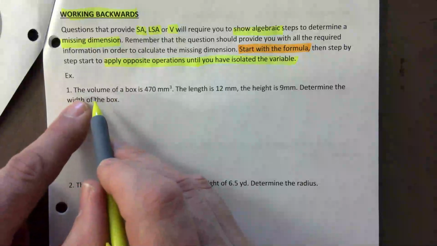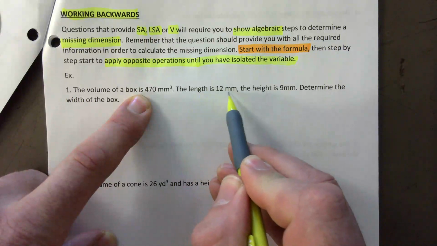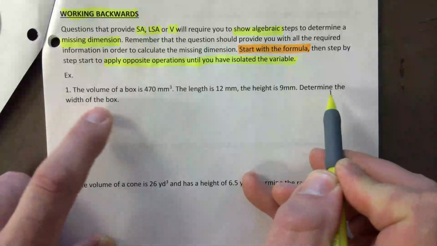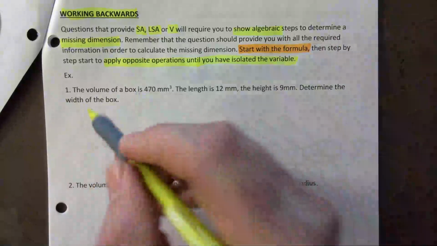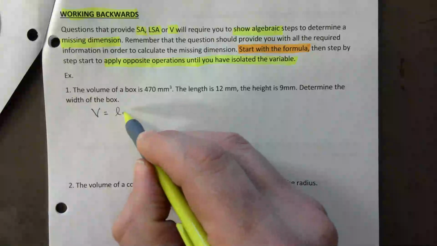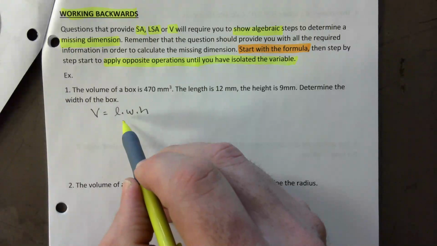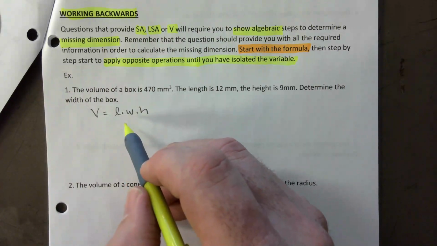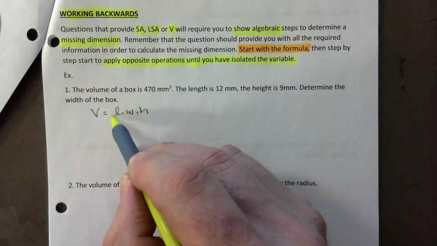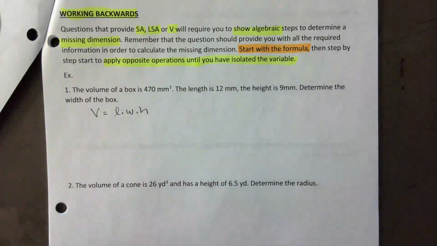So example 1: if the volume of a box is this, and the length is 12, the height is 9, determine the width of the box. Basically the volume of a box is length times width times height. By definition, if something has the same shape throughout, we call it a prism. A prism is always the area of its base times the height. If they ever throw a shape at you that you don't recognize, that is what it is.